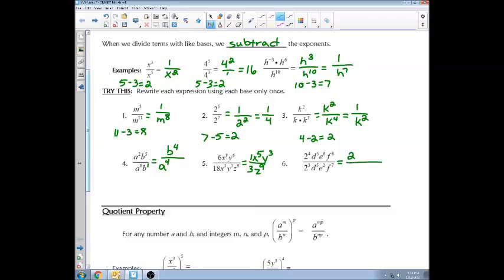I have d to the 5th over d to the 5th. 5 minus 5 is 0. Whenever I raise a variable to 0, it will go away. I do not need it anymore.